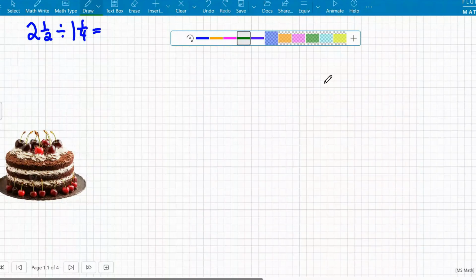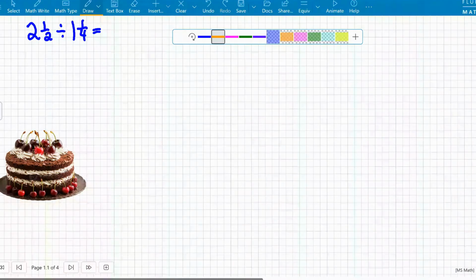Let's look at another example. 2.5 divided by 1 1/4. What I'm essentially asking is how many times does 1 1/4 go into 2.5? So let's connect this to a scenario. I have a cake that I want to make. Each layer requires 1 1/4 cups of sugar, but I only have 2.5 cups of sugar. So let's illustrate that so we can see how many times 1 1/4 goes into 2.5.